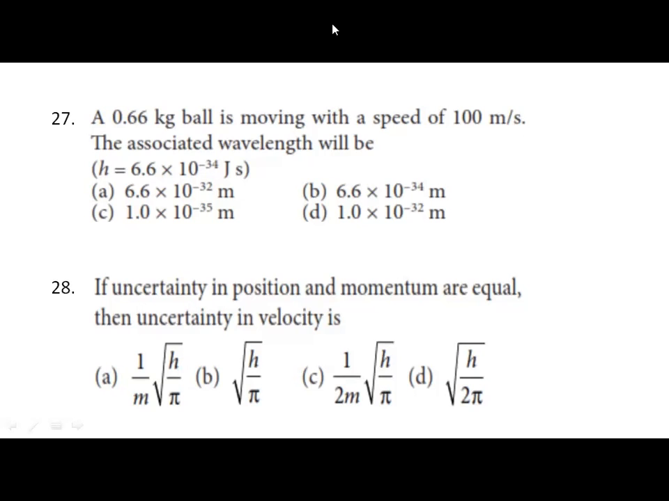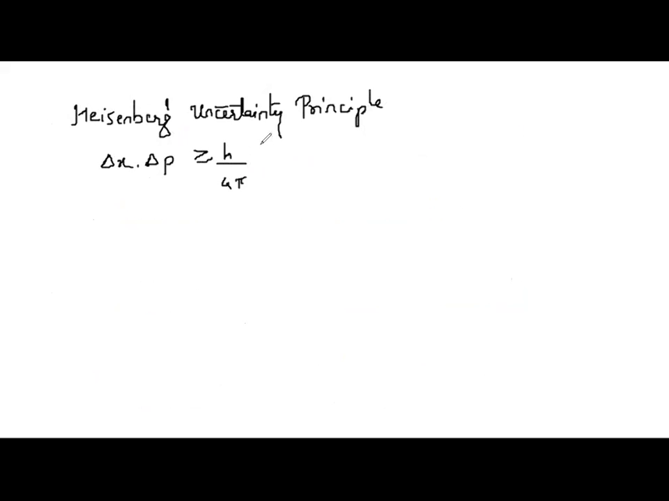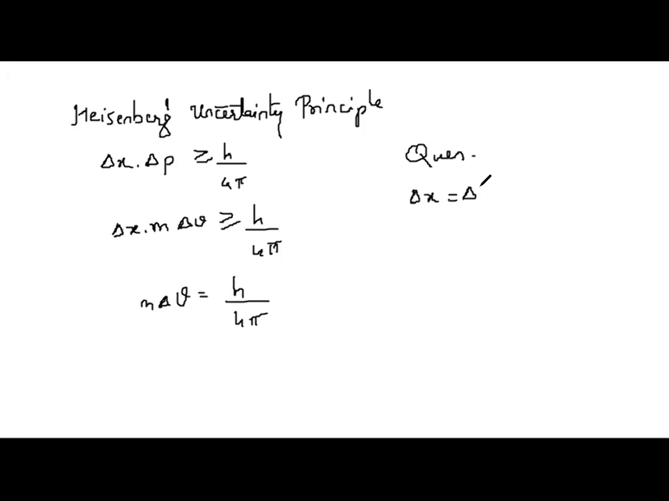Next, if the uncertainty in position and momentum are equal, then the uncertainty in velocity is? See, this is a question on the Heisenberg uncertainty principle. From the Heisenberg uncertainty principle, we know that delta x into delta p is greater than or equal to h upon 4 pi, correct? Or I can even write it as delta x into m delta v, because velocity they have said, h by 4 pi. See, what is delta x? They have said in the question that the uncertainty in position is equal to the uncertainty in momentum.